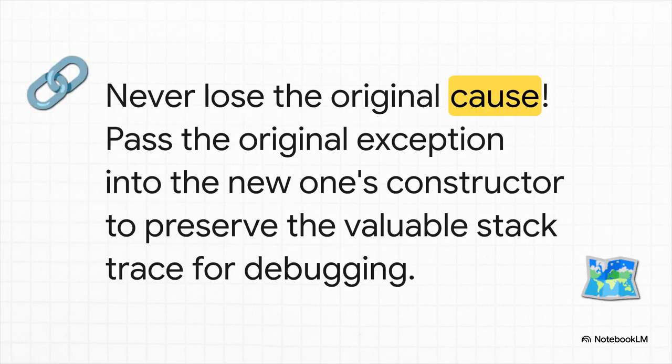Sometimes you'll catch a low-level exception, like an SQL exception, and wrap it in your own custom exception. When you do this, you absolutely must pass the original exception in as the cause. If you don't, you lose the original stack trace, and debugging becomes a million times harder. It's one simple line of code that can save you hours of pain.